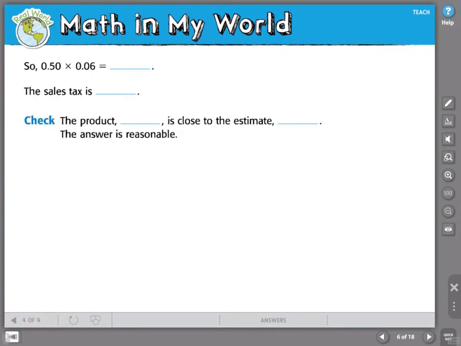So 50 cents times 6/100 is... the sales tax is 3 cents. The product, 3/100, is close to our estimate of 0. So our answer is reasonable. 3 cents, really? It's not worth very much.